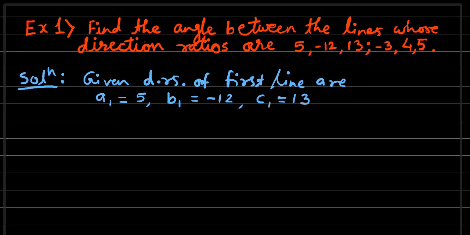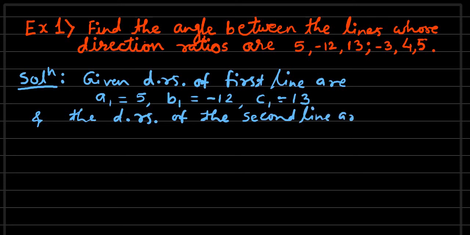These are the direction ratios of the first line, and the direction ratios of the second line are A2, which is equal to minus 3, B2 is equal to 4, and C2 is equal to 5. These are the direction ratios of the given two lines.